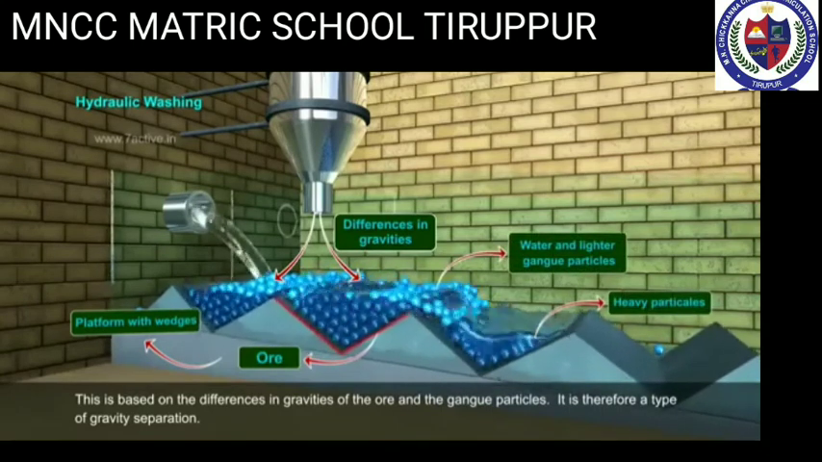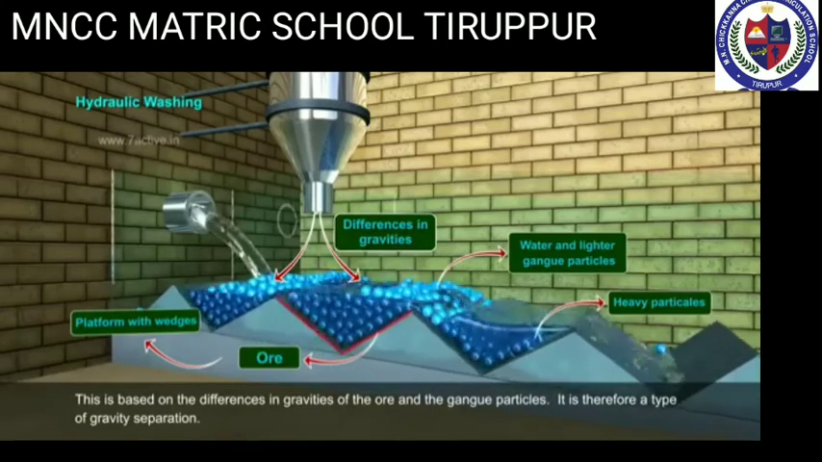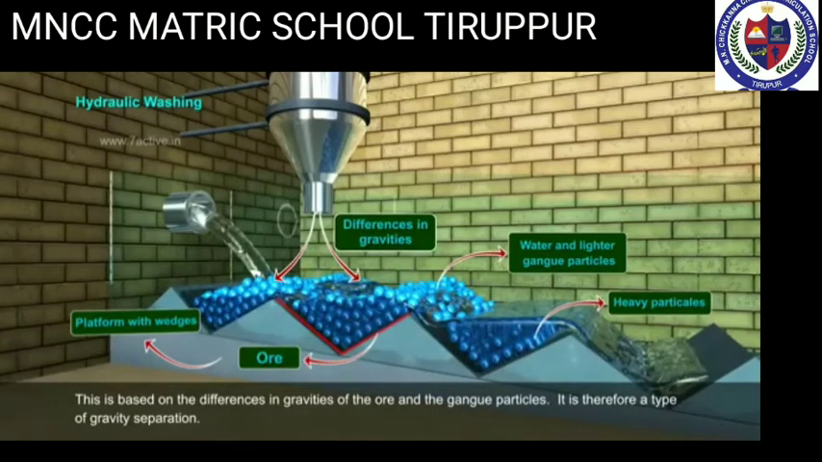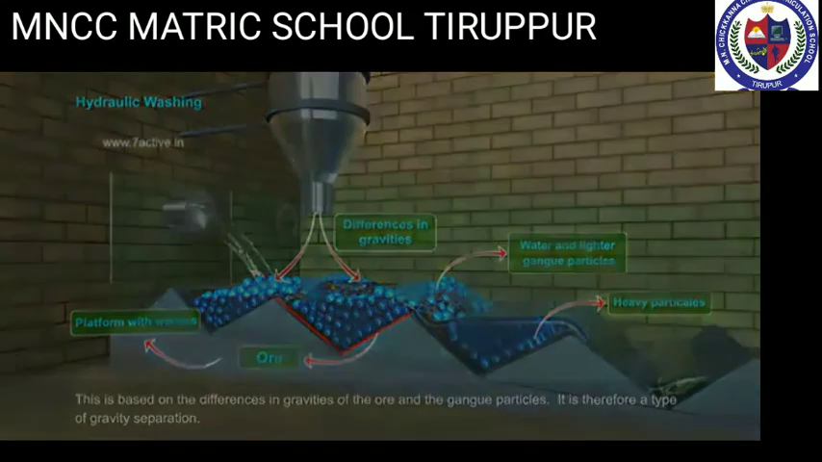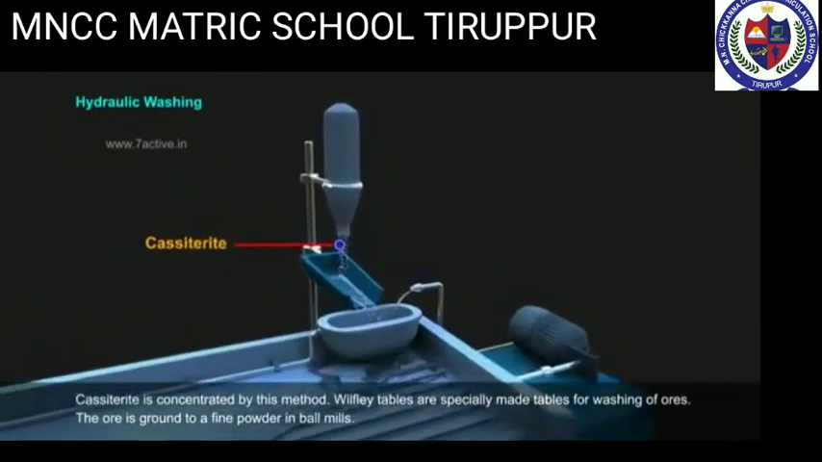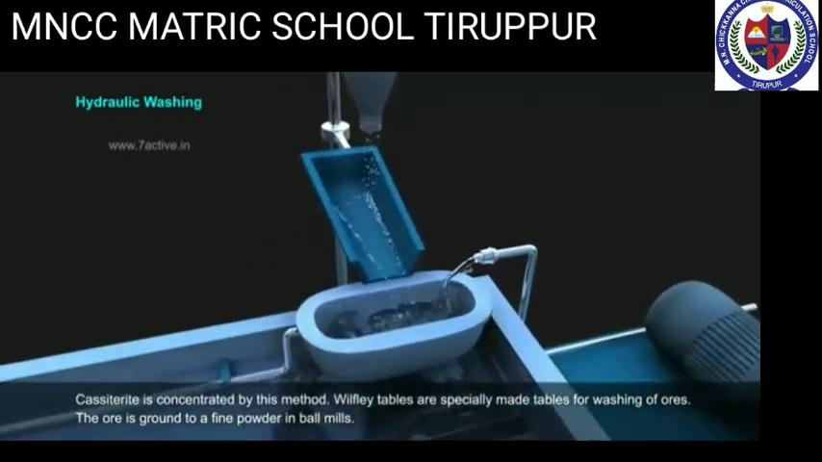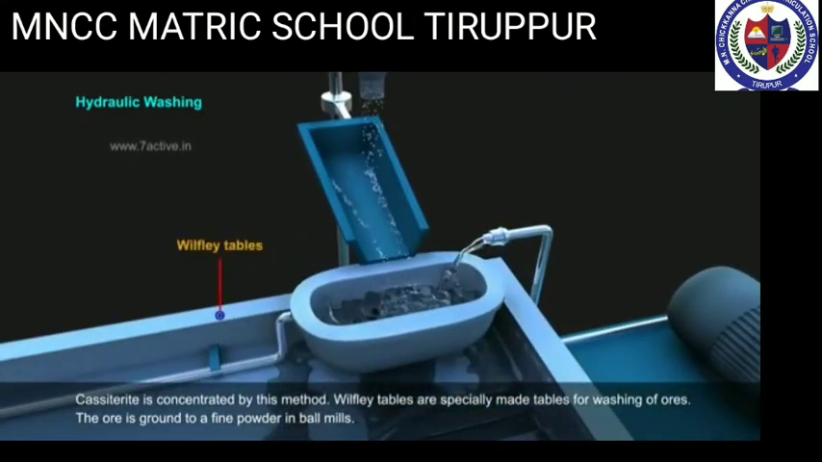and leaching method. So, the principle of hydraulic method is the difference in the density or specific gravities of the ore and the gangue. In this method, the ore is poured over a sloping, vibrating corrugated table with screws, and a jet of water is allowed to flow over it. The denser ore particles settle down in the screws, and lighter gangue particles are washed down by water.